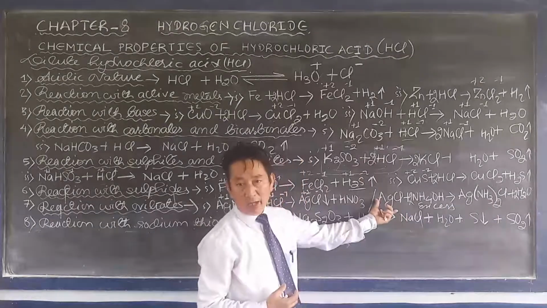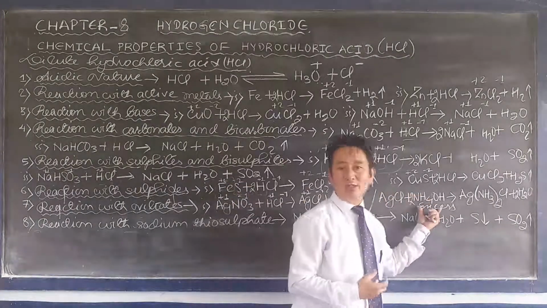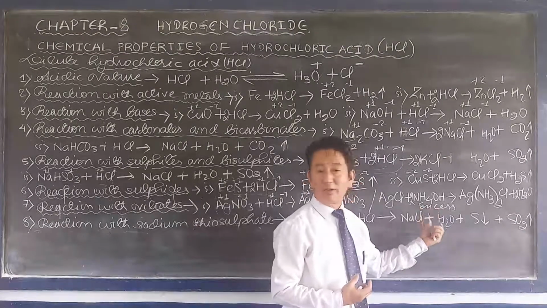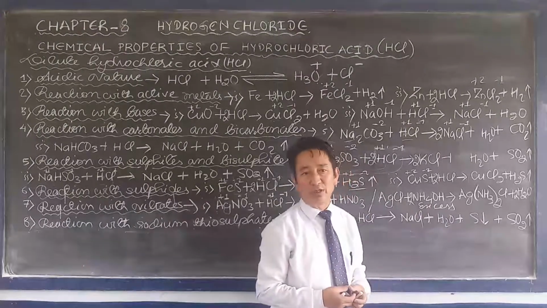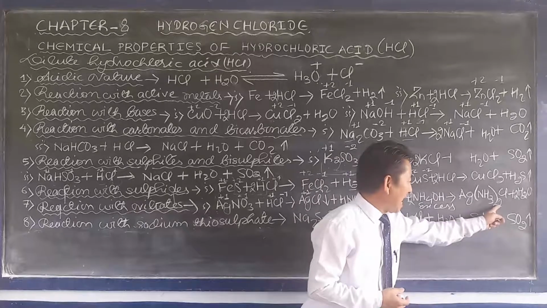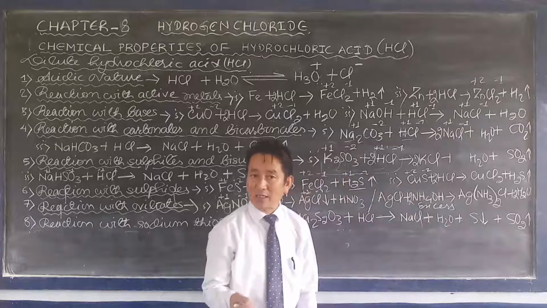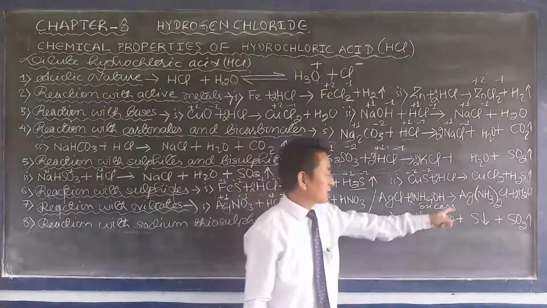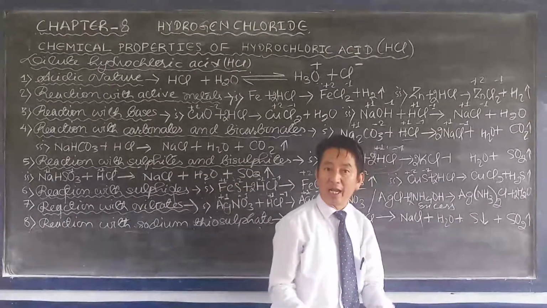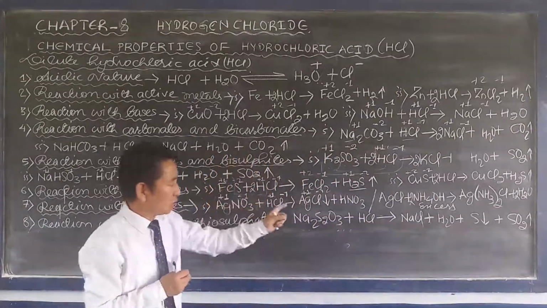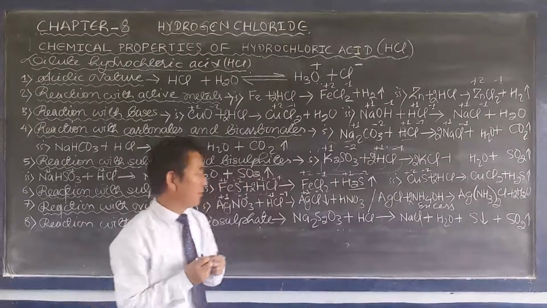When the silver chloride is treated with excess of ammonium hydroxide, it gives a colorless solution, which is a complex, diamine silver chloride. And if you add dilute nitric acid to this solution again, a white precipitate reappears. White precipitate of silver chloride reappears.